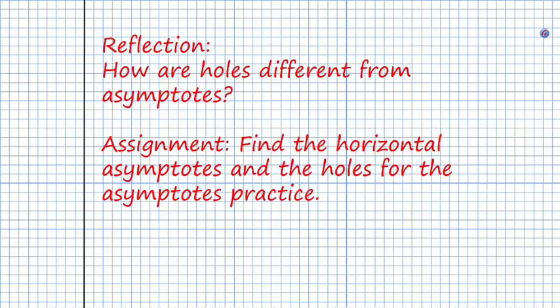All right, so your reflection for today is, how are holes different from asymptotes? And then your assignment is to find the horizontal asymptotes and the holes in your asymptotes practice.